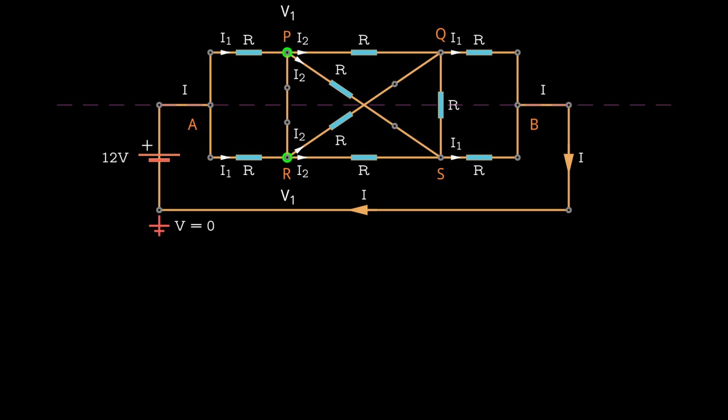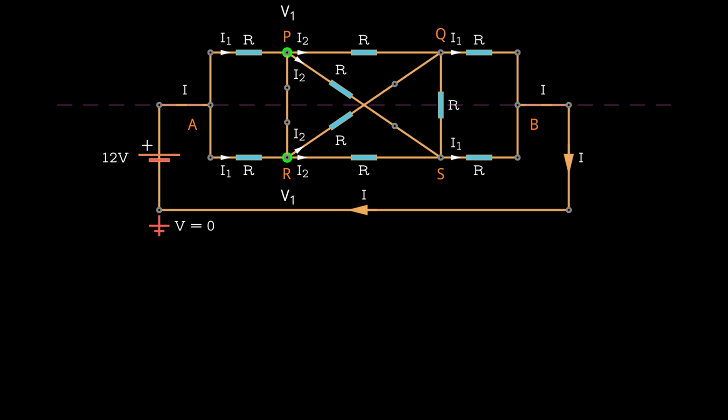Because of this symmetry, the current flowing through the resistors connected between nodes PQ and RS must be the same. We can also assume that the current flowing through the resistors between nodes P and S, as well as nodes R and Q, is the same. While it might not be immediately obvious that the magnitudes of the currents are identical, this will become clear later.